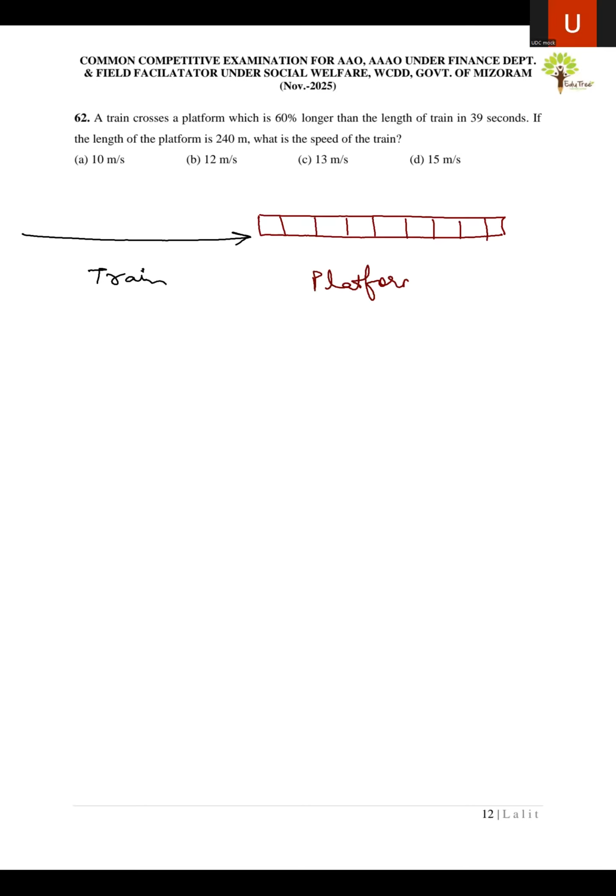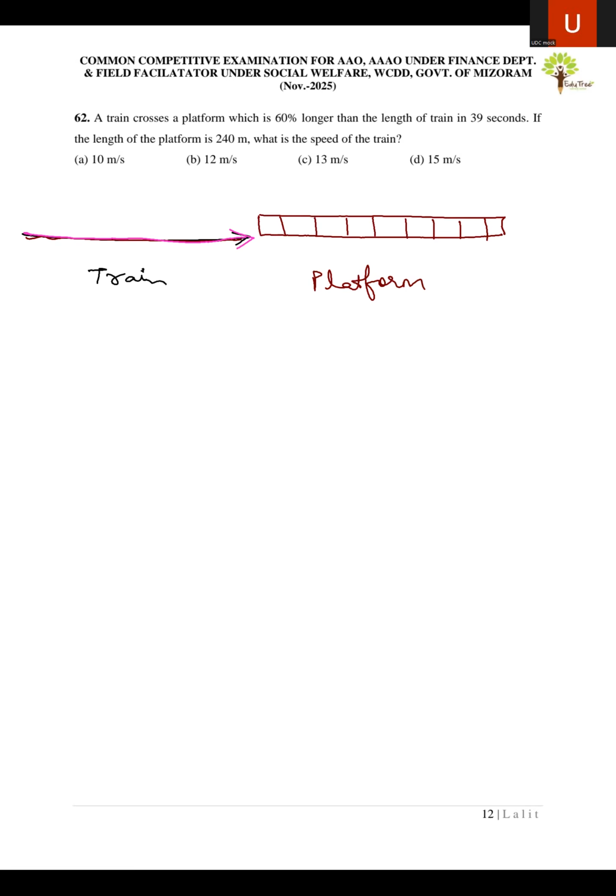Let us say this is a train, and train is crossing what? Train is crossing a platform. This is the platform. All right. This is the platform. This is the train.